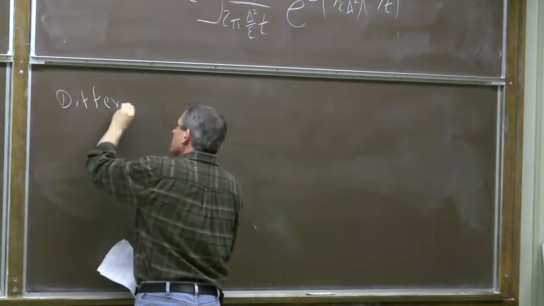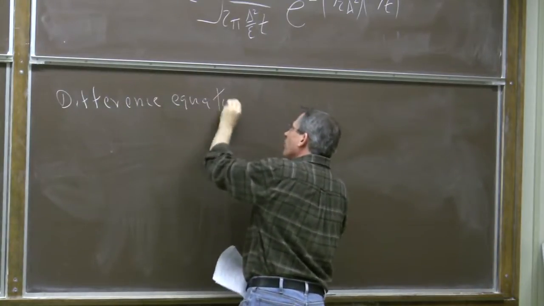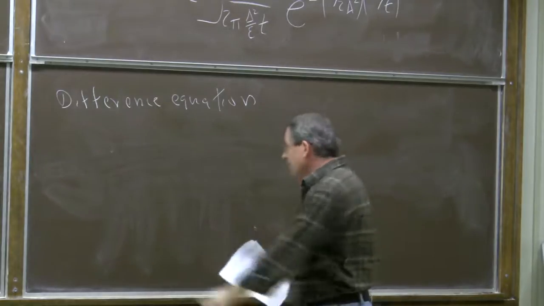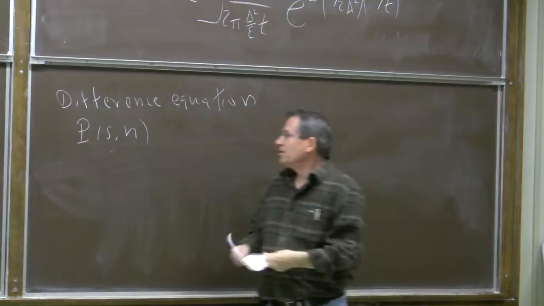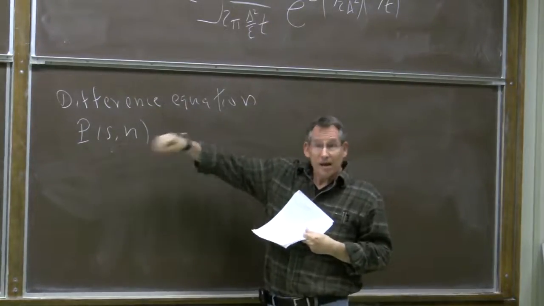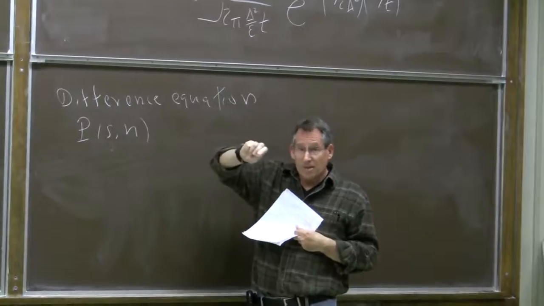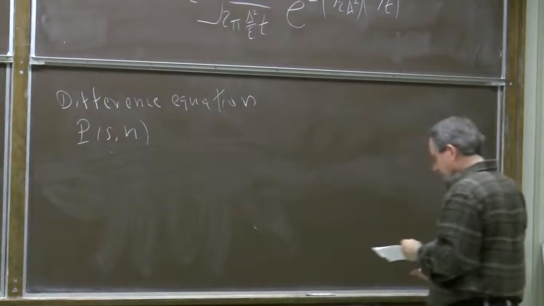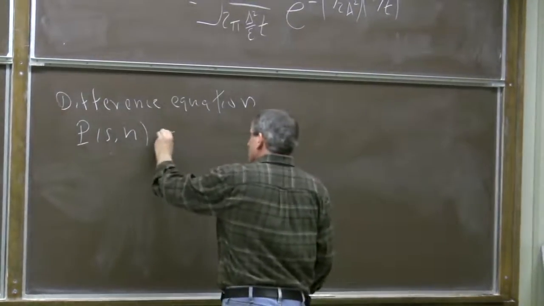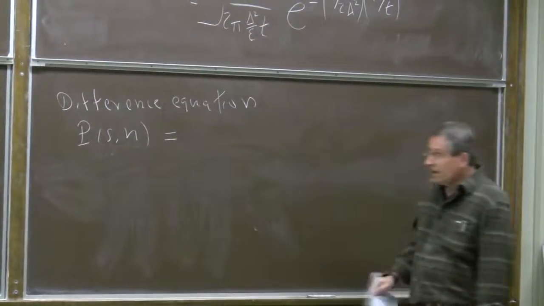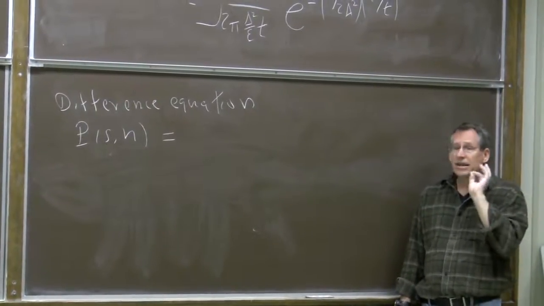And the difference equation looks like this. It's a difference equation for the probability distribution, which depends on the integer valued time, the number of time steps, and the integer valued position, the number of lattice spacings to the right when s is positive, to the left when s is negative. And the observation we make is this: how can you be at site s at time n?